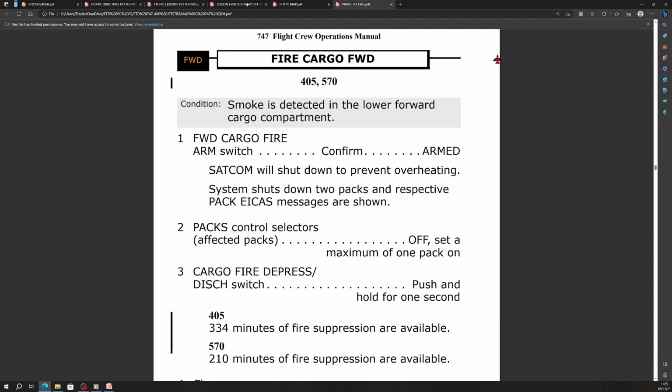And of course, that's going to do a bunch of things. You know, it's going to turn those 2 packs off, and there's a list of things that it does. Pack control selectors, affected packs, and that's going to be number 2 and 3 on the freighter. Off, set to a maximum of 1 pack on. So we'll bring packs 2 and 3 off.